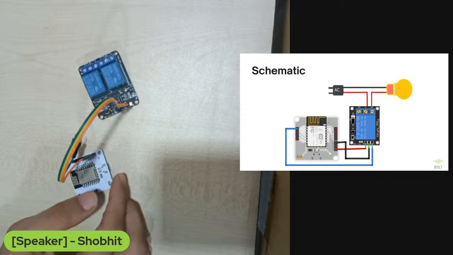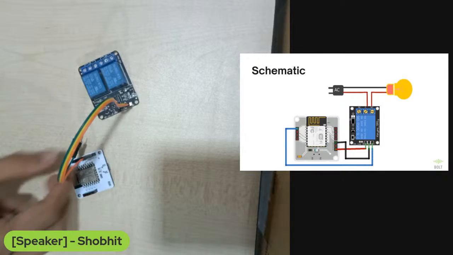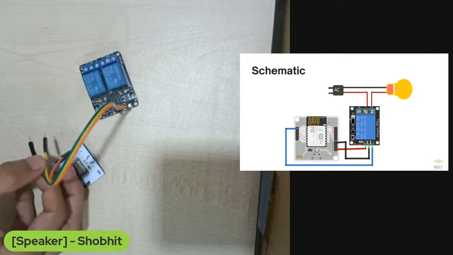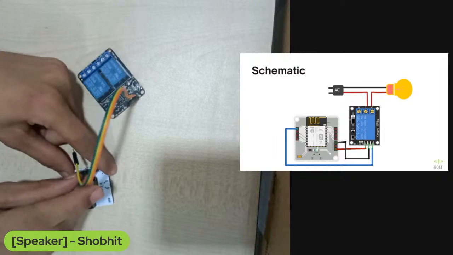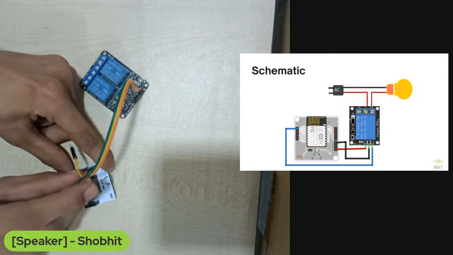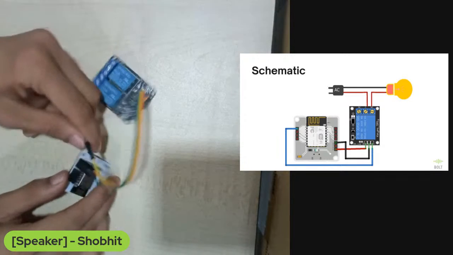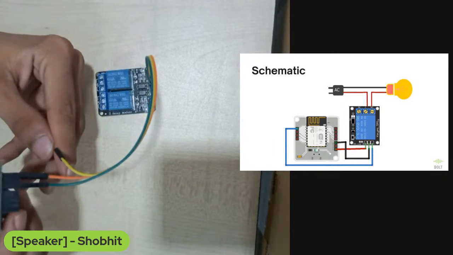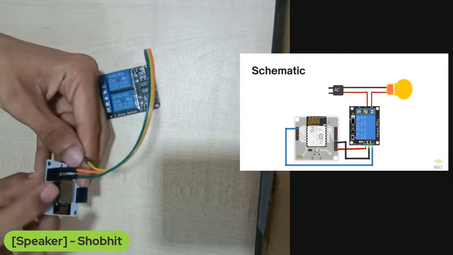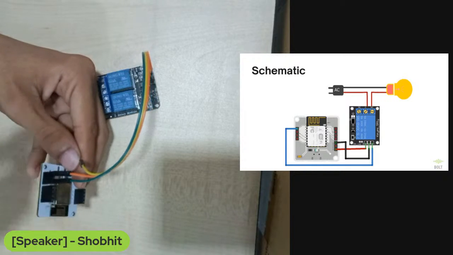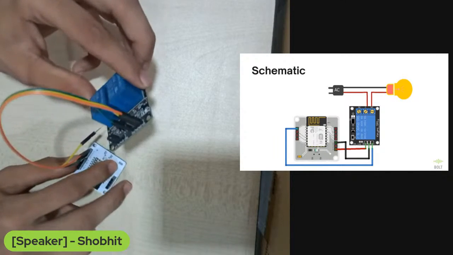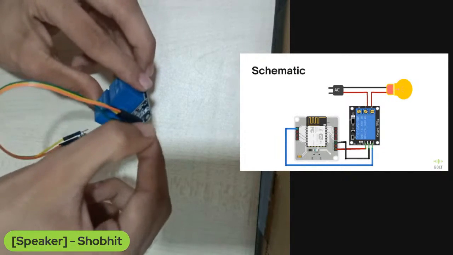Now I'll be connecting the ground pin. So in my case, this green one is the ground pin. So I'll connect it to the ground of the board. If you see, I have connected two pins. One is to 5 volt and one is to ground. Here also in the relay, if you see, one is written as ground, one is written as VCC.